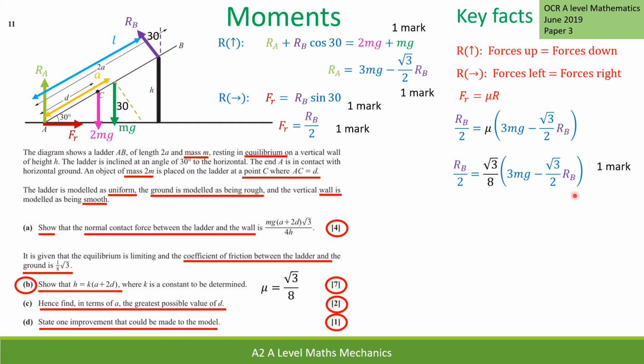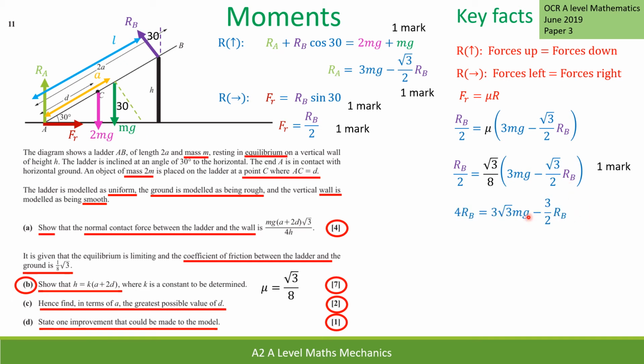From here, I'm just going to do a little bit of rearranging. So I'm just going to multiply everything by 8. So 8 divided by 2 is going to be 4. So I've got 4RB on the left, and multiplying the 2 terms here on the right by √3, I've just got 3√3mg, and then √3 times √3 is 3. So I've got 3/2 RB.